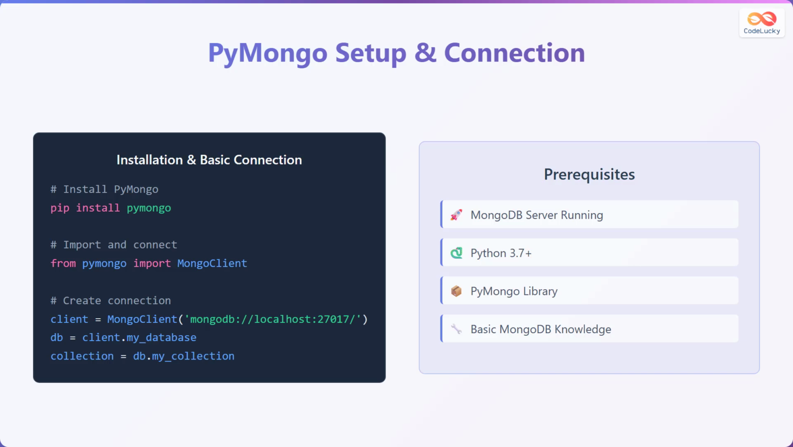Here are some prerequisites to ensure everything runs smoothly. Make sure your MongoDB server is running. You'll need Python version 3.7 or higher. Ensure that you have the PyMongo library installed, and you should have a basic understanding of MongoDB concepts.